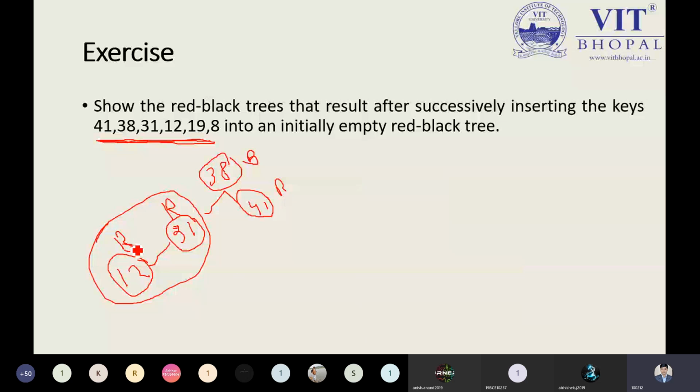Yes. So this is balanced. This is balanced as well. I'm changing its color to black. Undoubtedly, this is the right part. So 38, that is black I have. And after adding 19, where should I add 19? 19 will come on this side. So what happened? This tree is again not balanced. So now while balancing this tree, which operation should I perform?